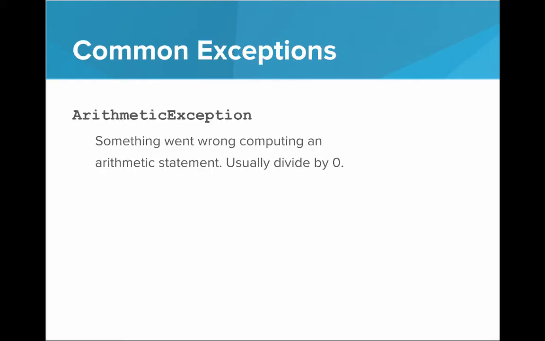So what are some common exceptions that show up? Well, the first is the arithmetic exception. This means that something went wrong computing an arithmetic statement. This usually is dividing by 0.